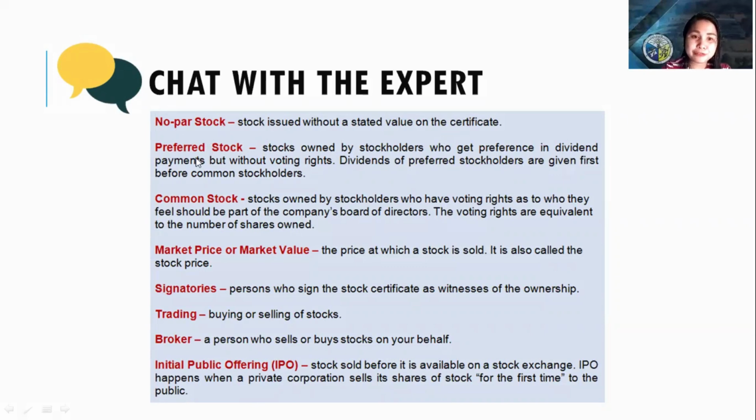The next is the preferred stock. The preferred stock tells you that you get the preference for the dividends, but you don't have any voting rights. So for example, your corporation only gets 1 million. It's not enough, right, for all the shareholders. So the ones who will get the dividends first will be the preferred stockholders. However, they don't have any voting rights. In the common stock, you will just get the remaining dividends, okay?